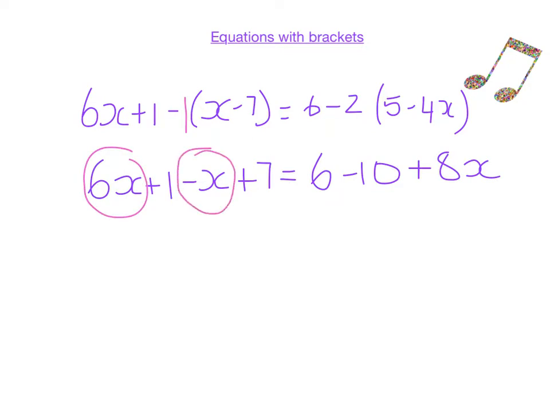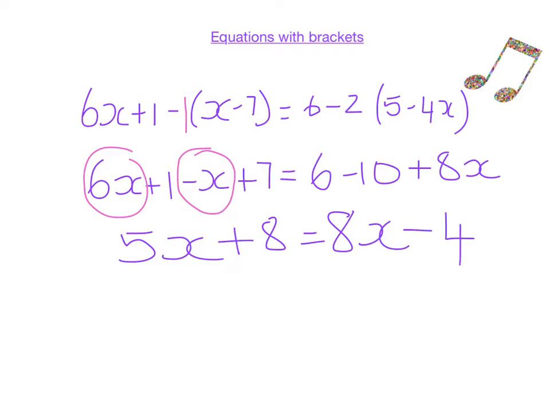So on the left hand side I've got 6x minus x. So I've got 5x, and I've got 1 plus 7. On the right hand side I've just got an 8x, and I've got 6 minus 10, so I've got minus 4.